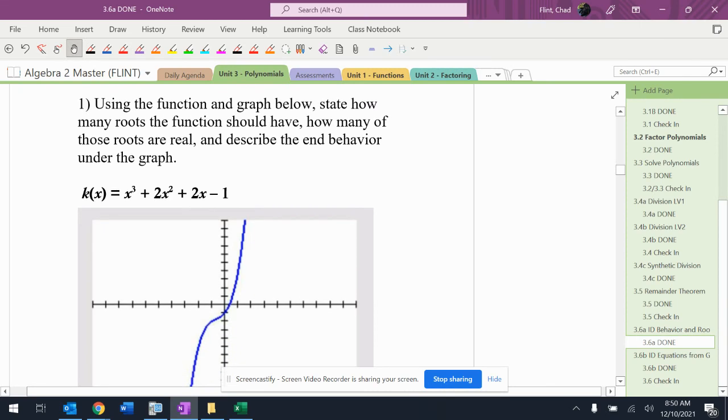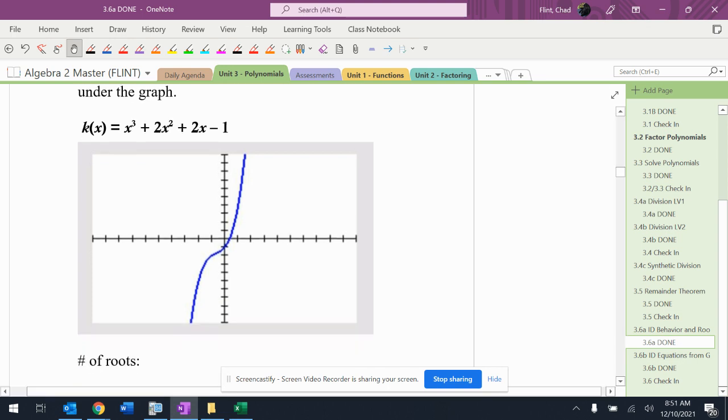So typically when you get these questions, you're not going to get both the equation and the graph. You're going to get one or the other. So we have to look at this and be able to work our way through it. It says, state how many roots it should have, how many of these roots are real, and describe the end behavior. As I walk through this, I don't have to draw the graph, so I don't have to deal with that part of it.